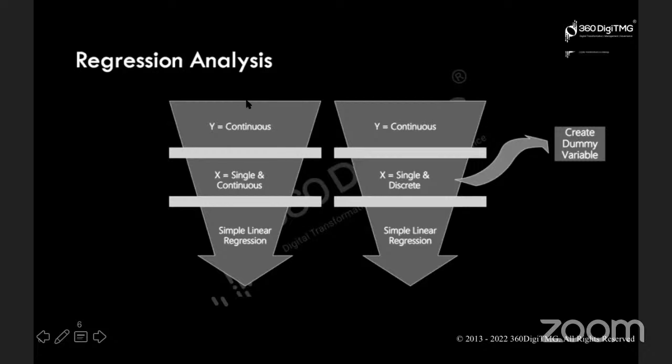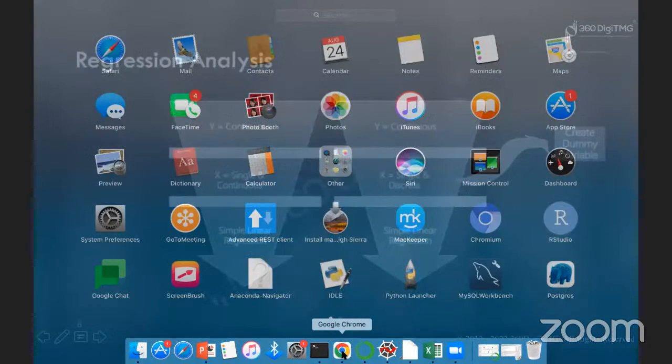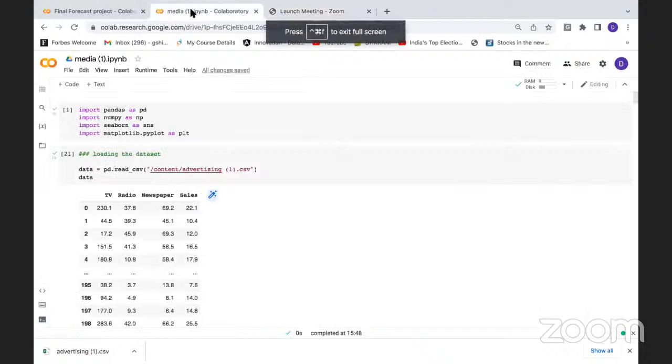Okay, so if y is continuous, it is linear regression. If x is discrete, also apply dummy variables and make it into a simple linear regression model building. Okay, so now let us understand a few important things when we are working with this data.